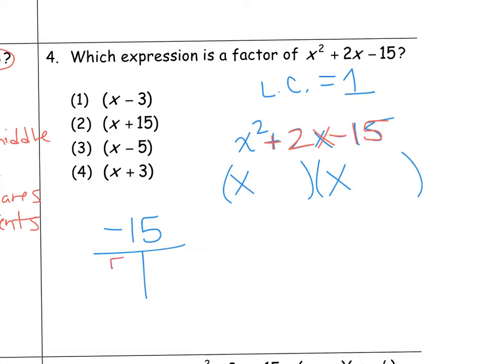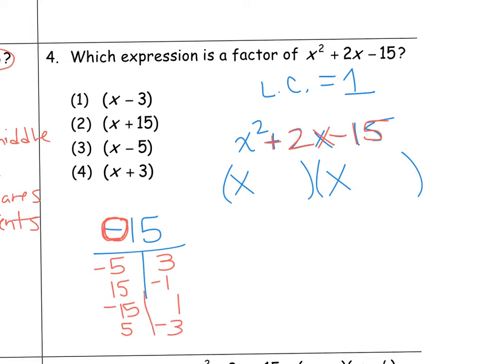We have 5 and 3. We have 15 and 1. We have negative 15 and negative 1. However, wait a sec. This needs to multiply to negative 15, so each of these needs to have a negative value out front. So let's go back. We have negative 5 and 3, 15 and negative 1, and then 5 and negative 3. So these are our options.